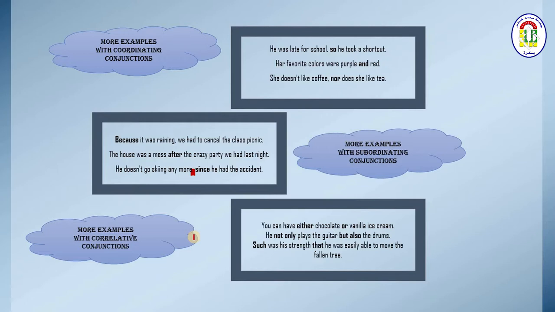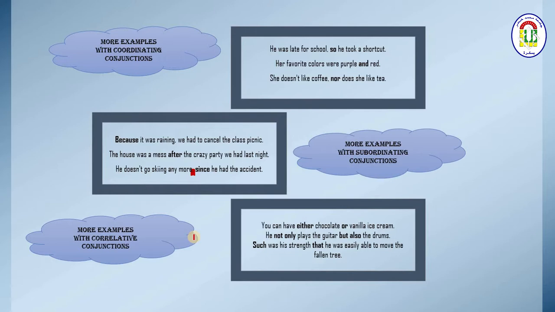He doesn't go skiing anymore since he had the accident. So this is called a subordinating clause, with a subordinating conjunction. Since, starting from since he had the accident, this means starting from the time or the day of the accident, he doesn't go skiing anymore.